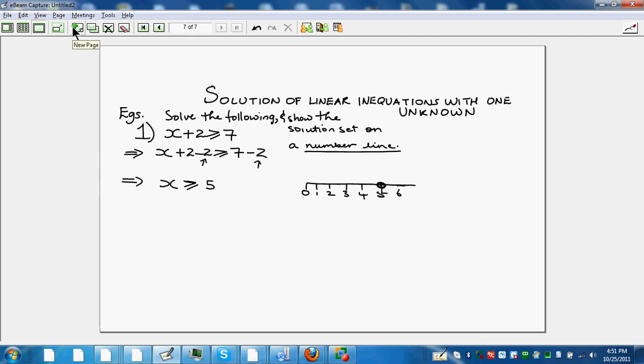Circle it. And because there's an equal to sign, we would have to shade it in, like that, because of this equal to part on it. Shade it in well. And then we would have to go to the right because x is greater than 5, which means that you have to go in this direction, because on a number line, when you go to the right, the numbers get larger. So this is how you represent the solution set on a number line. Okay, so take that.